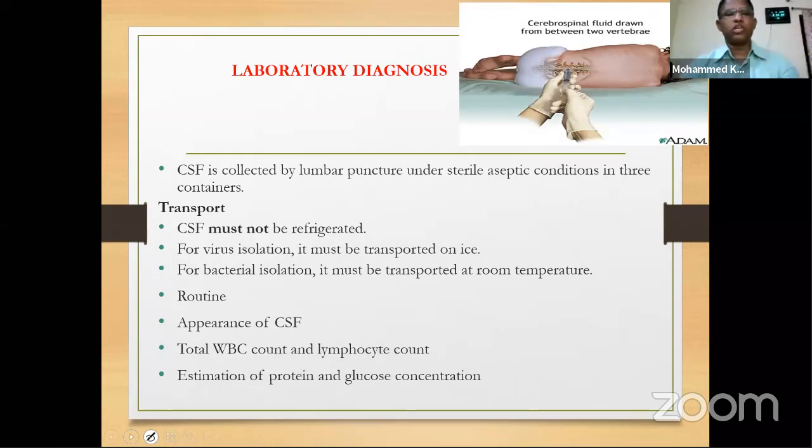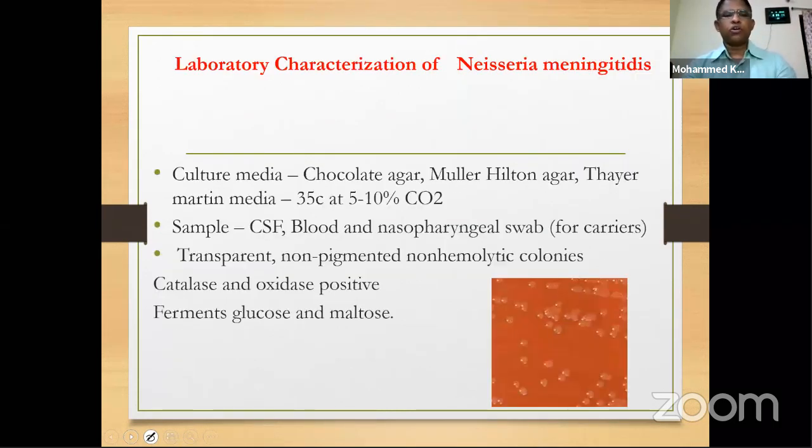I'll just wrap up with the laboratory diagnosis flowcharts part. As you can see, this is the posture that the patient is put in before the lumbar puncture collection, and L4-L5 is the most prominent. And what do you do? I'll talk about this later on.